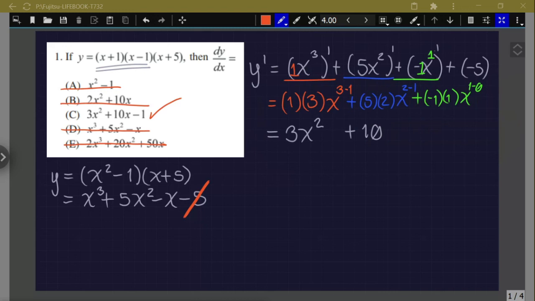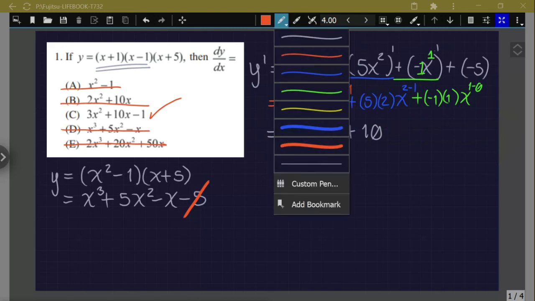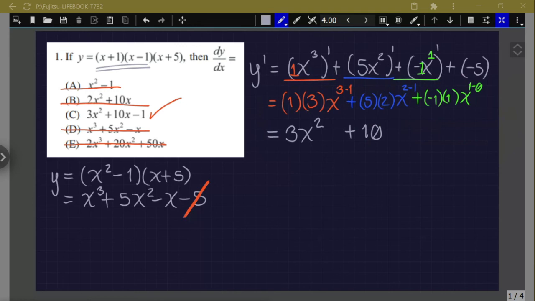Let's finish this, okay? So 10x, and let me change my colors here. So 10x to the 2 minus 1, which is equal to 1. We do not write the 1, so we leave it like that, right? So 10x. And finally, for the last one is going to be -1 times 1. The result of the coefficient is going to be negative.